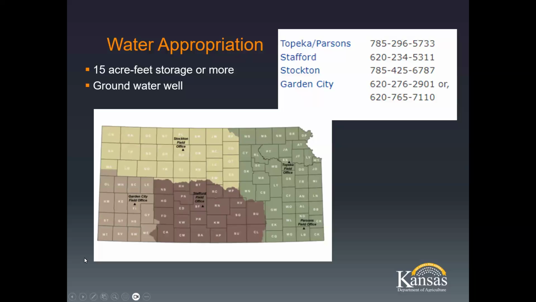Another thing to note about ponds or pond dams is that a water appropriation permit, which is another group within DWR, is required if you are going to store more than 15 acre-feet of water behind the dam, or you're going to use a groundwater well to fill the pond. We have 4 field offices. That's the map that covers the different parts of our state. Before you build a pond that's going to hold more than 15 acre-feet of volume, you might want to call one of our offices to make sure that there are water rights for you to get in that area.